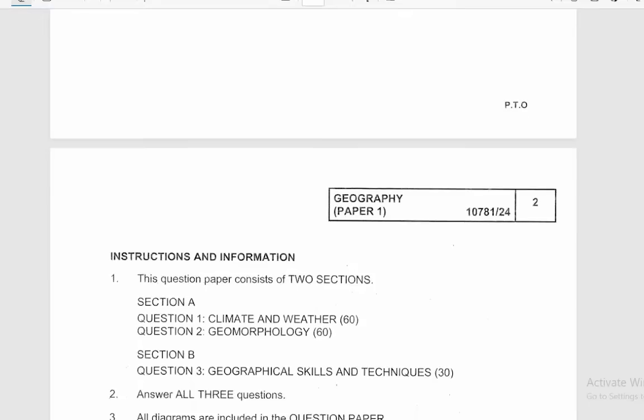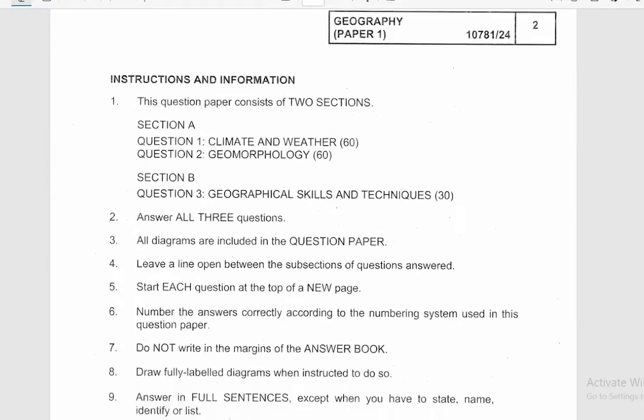The paper comprises 3 sections. Question number 1 is a question on climate and weather out of 60 marks. Then we have question number 2, which is geomorphology, specifically fluvial geomorphology, with 60 marks. Then as usual, our 2 papers, both paper 1 and paper 2, do have a section dealing with geographical skills and techniques out of 30.